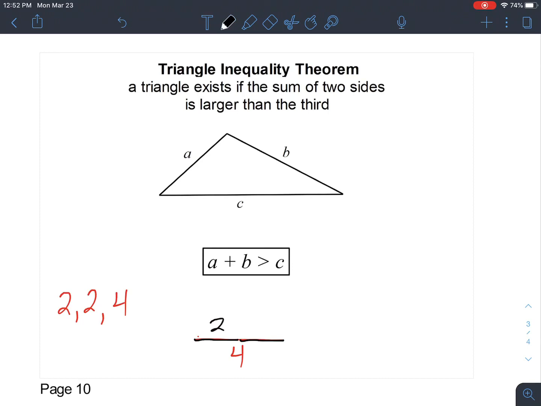And that isn't even a triangle, that's just a line segment. So therefore, if 2 of the sides happen to add together to be equal to the third, there's no way a triangle can possibly exist. It's just going to be a line segment. So that's what we get with the triangle inequality theorem.